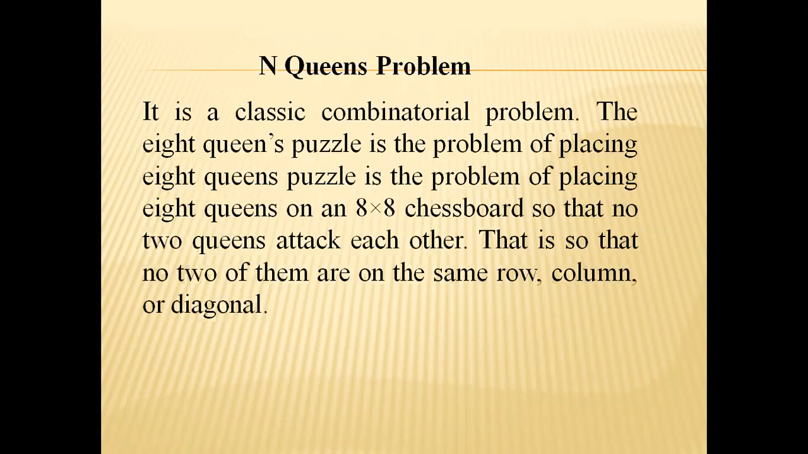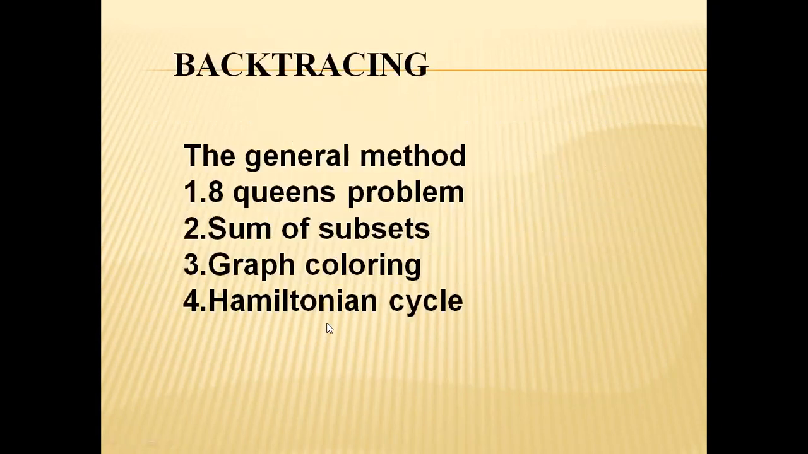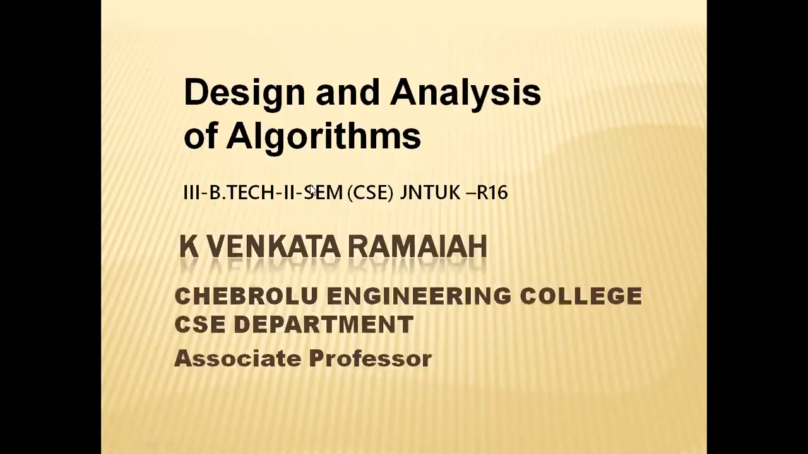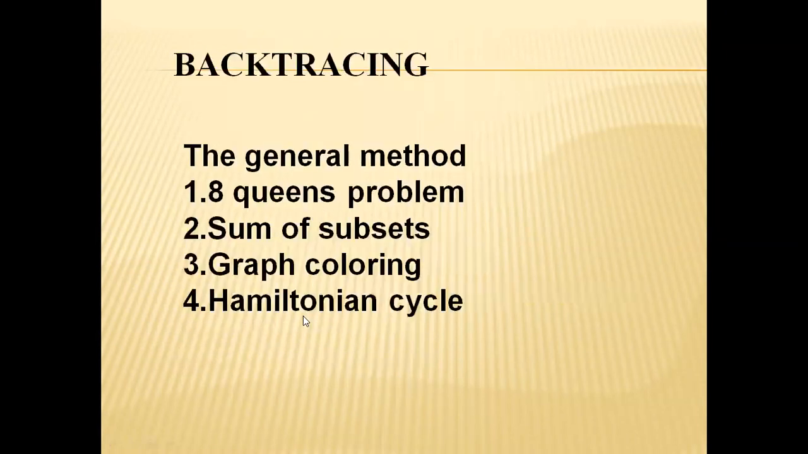Next one is the Hamiltonian cycle. Suppose the graph has five nodes, the solution is represented by a five tuple, that is x1, x2, x3, x4, x5. So in backtracking, these four problems are solved by using backtracking.